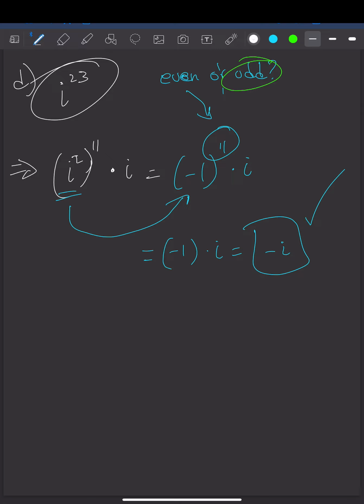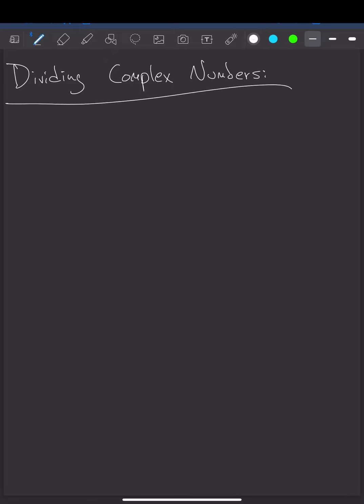Now the next one is, what if you have division? And actually, I think division, I'll talk about that on its own in the next video. So right now we're going to stop here. So on the next one, we're going to be talking about dividing complex numbers, because there are a few rules that I want you guys to know when it comes to dividing these.